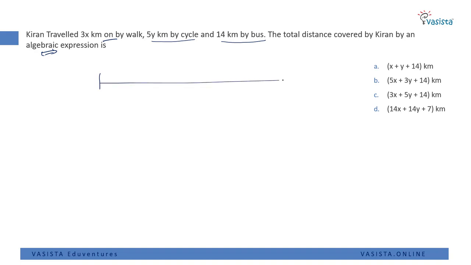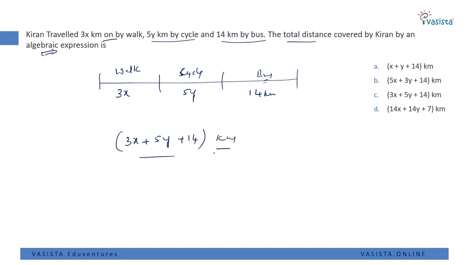So let us check out here. He is going to travel in three different ways. First is 3x kilometer by walk, and then 5y kilometer by cycle, and 14 kilometer by bus. The total distance covered by Kiran is, so just sum, that's what you need to go with, the sum, that is 3x plus 5y plus 14 kilometer.